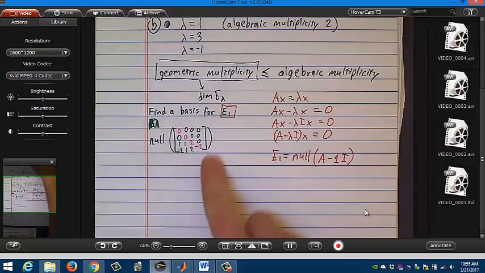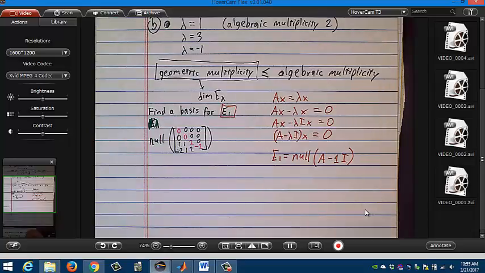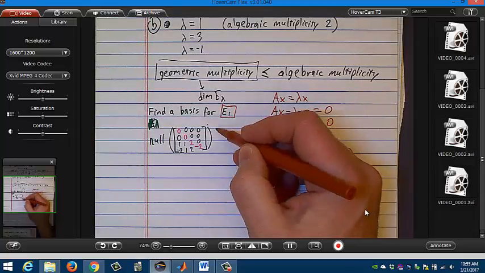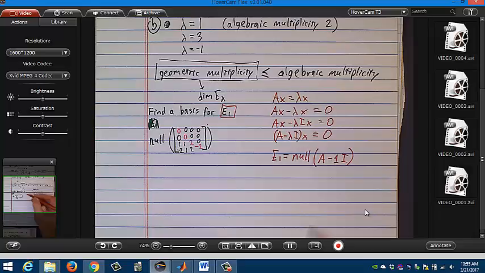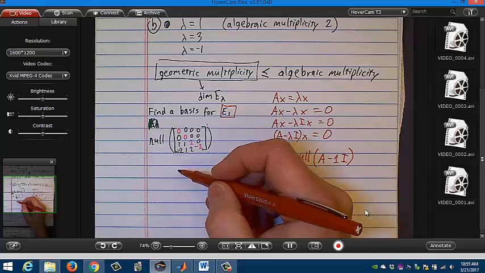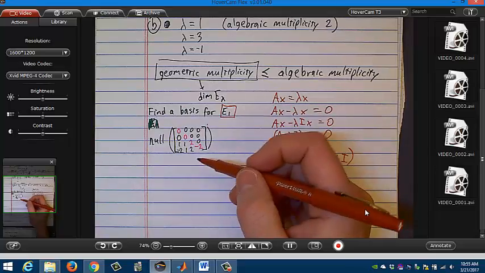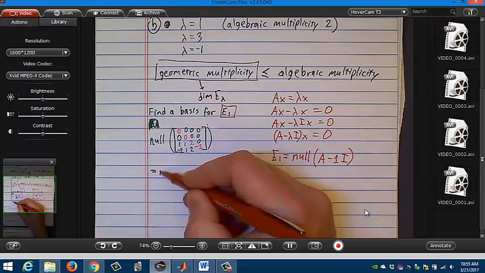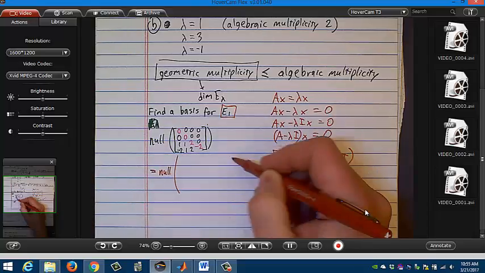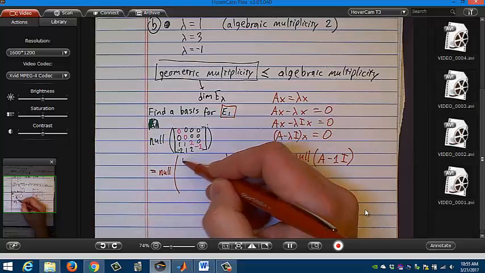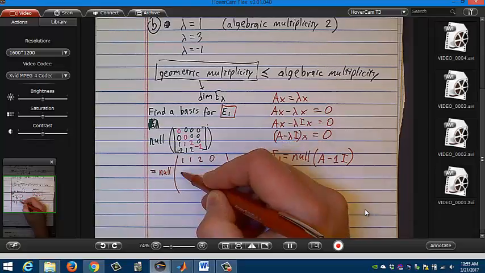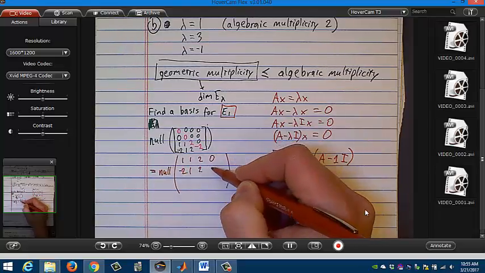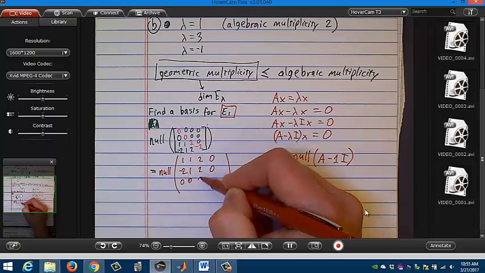I don't know if you guys are still doing this or not. I used to draw the dotted line and put the zeros here. We don't have to, right? But remember, you can switch rows. So maybe I'll write it this way: 1, 1, 2, 0, negative 2, 1, 2, 0, and then a row of zeros, and a row of zeros.